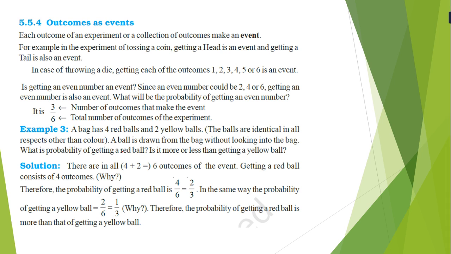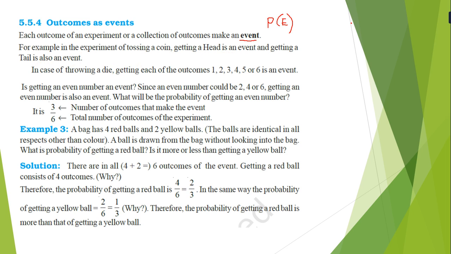Now one example is here, so that we can see outcomes as an event. Each outcome of an experiment or collection of outcomes is an event. That is why we write P and in brackets we write E, probability P and event E. For example, in the experiment of tossing a coin, getting a head is an event and getting a tail is also an event.